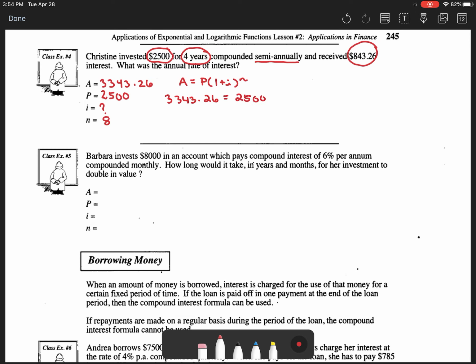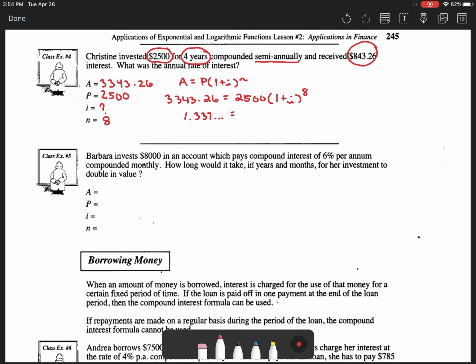A is equal to P(1 plus I) to the exponent of N. I know the final amount this time, $3,343.26. That's A. The principal amount, $2,500. 1 plus I, I can't do anything there because I'm after I, but to the exponent of 8. Okay, so what I'm going to do first to both sides of this equation is divide by 2,500. Okay, I want to get rid of that 2,500.